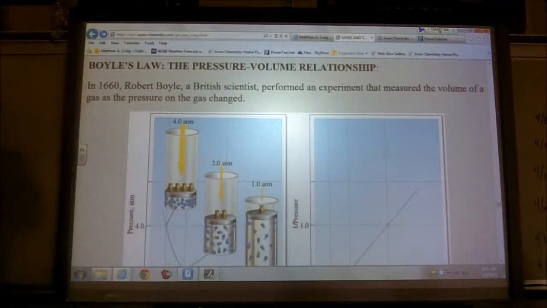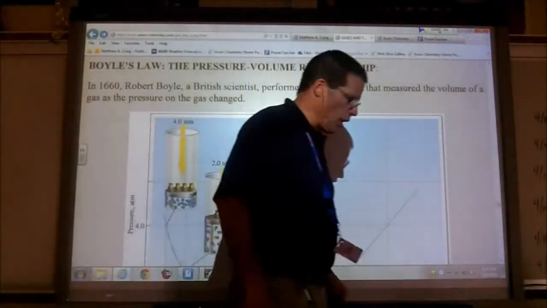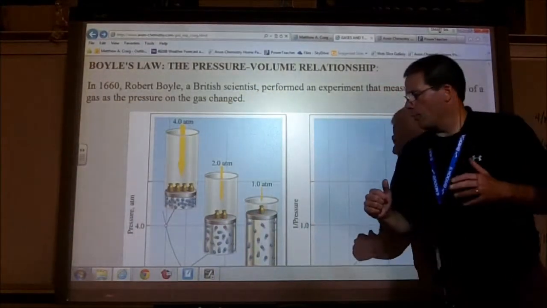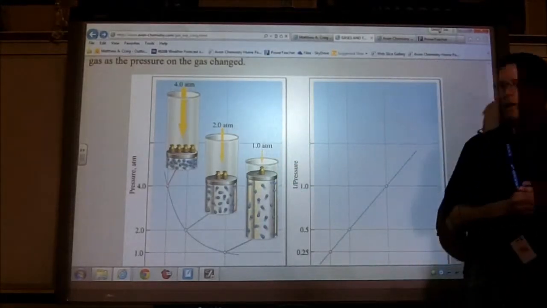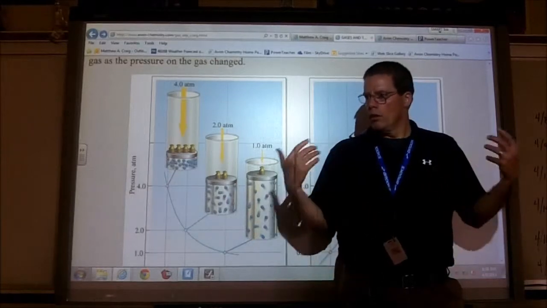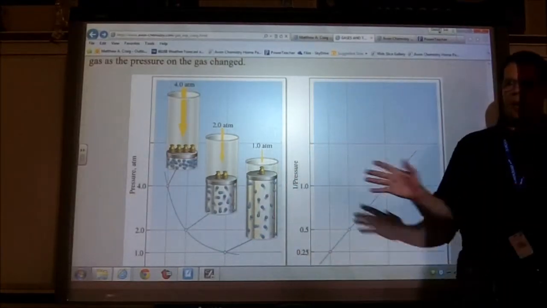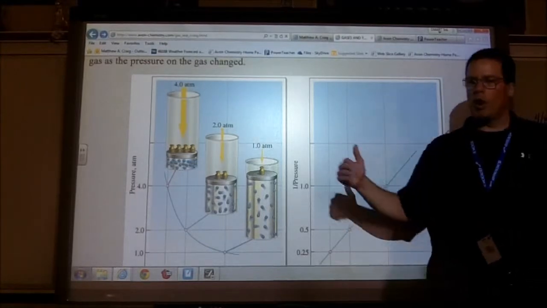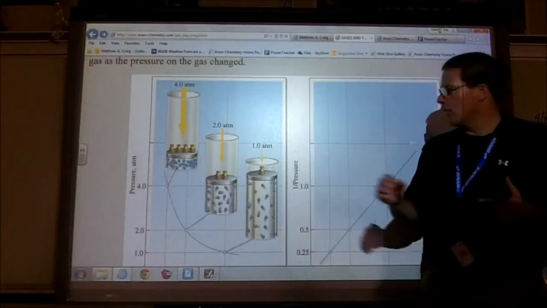The next one, Boyle's law. This is a pressure versus volume relationship. So as the pressure of a gas, and this graphic does a nice job of explaining it. Think about it, if you're in the hallways, you're a gas particle. Do you like walking through the hallway when nobody else is in the hallway, or do you like it when the whole school is in the hallway? Yeah, so that's the same thing.